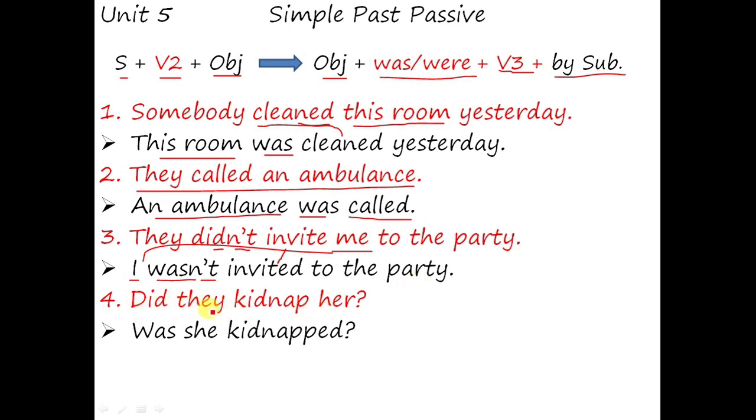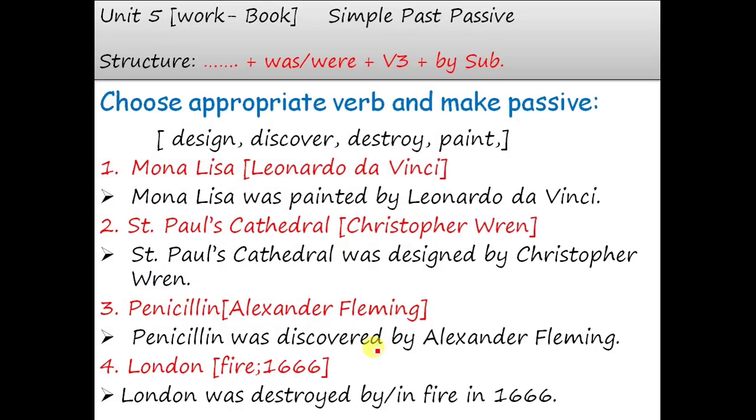Did they kidnap her? See, this is interrogative, this is a question. So while changing into passive, you should not change it into an assertive sentence. You have to make the passive in interrogative. So here did plus V1 means simple past, therefore you begin with was or were. But here see the object her, it comes in the position of subject being she, and she takes was, therefore: was she kidnapped? V3 of kidnap is kidnapped. So in this way, while making simple past passive, we have to use was/were plus V3.